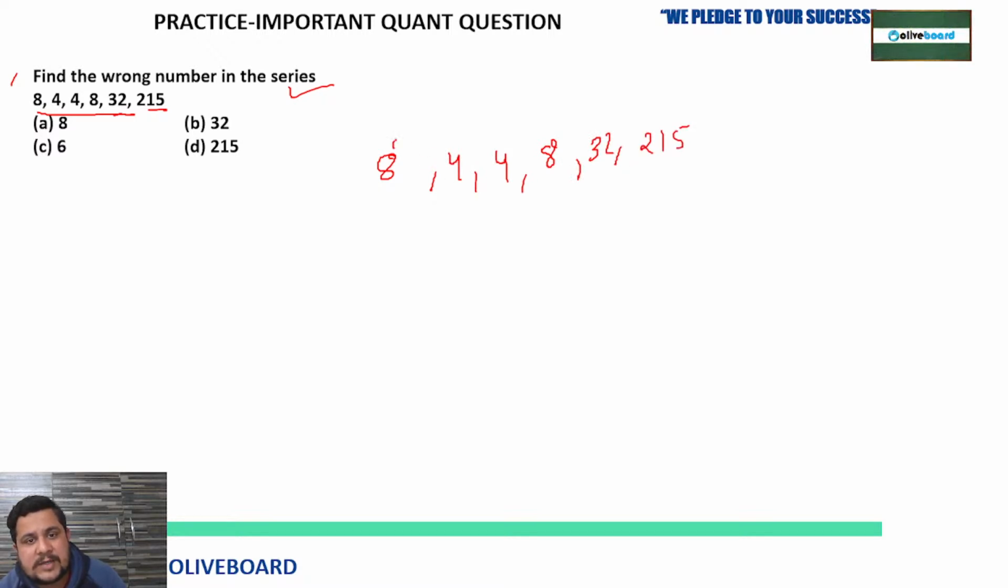So see, if you compare the first to the second number, it is decreasing. Then the same, 4 to 4. Then increase, increase and increase. So it is not completely in decreasing or increasing order. So we will compare the first to the second number. It is just half, so we are multiplying with half or 0.5. 8 multiply 0.5, so we are getting 4.